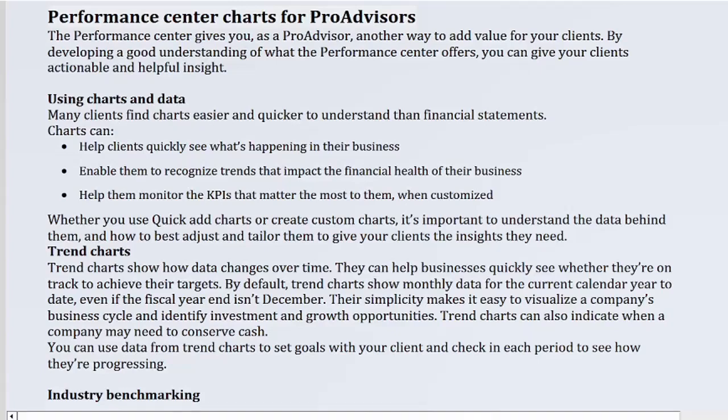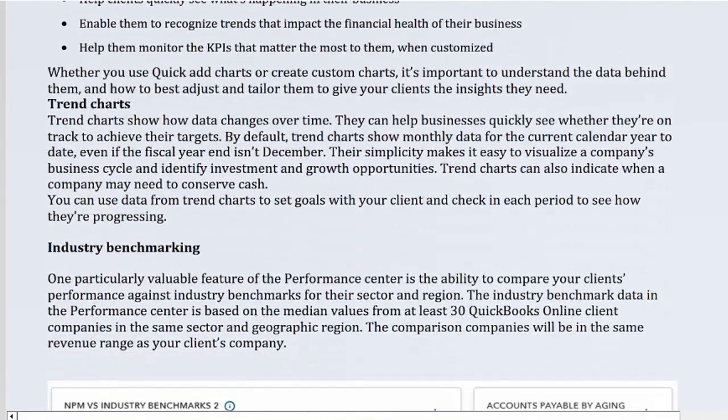Trend charts. Trend charts show how data changes over time. They can help businesses quickly see whether they're on track to achieve their targets. By default, trend charts show monthly data for the current calendar year to date, even if the fiscal year end is in December. Their simplicity makes it easy to visualize a company's business cycle and identify investment and growth opportunities. Trend charts can also indicate when a company may need to conserve cash. You can use data from trend charts to set goals with your client and check in each period to see how they're progressing.